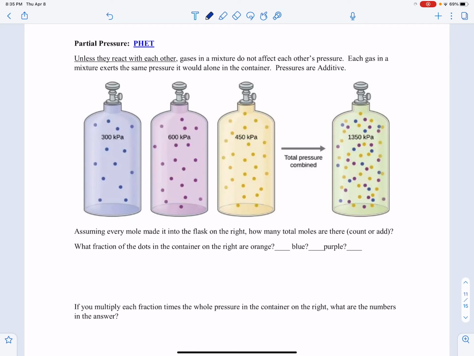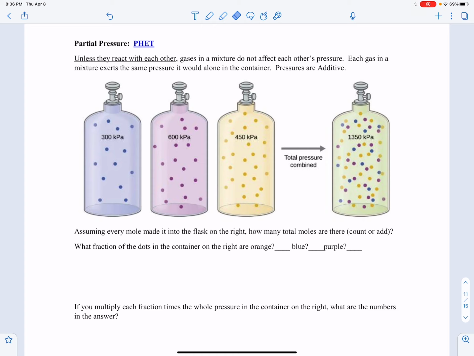So this is a new idea that we're beginning with in this section, and it's called partial pressure. I'm not sure who decided on the name, but the idea behind partial pressure is that if you have a gas at one pressure, a gas at another, and a gas at a third pressure, when you put them in the same container, you can just add up the pressures. So it's actually a really, really simple equation, but the concept feels a little weird at first.